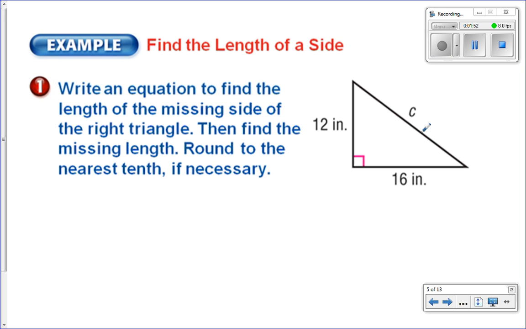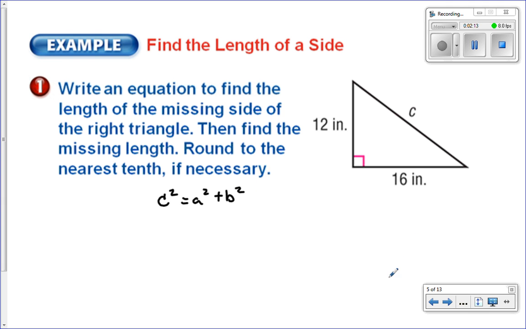Now we can do a quick example here. Write an equation to find the length of the missing side of the right triangle. Then find the missing length. Round to the nearest tenth if necessary. Well, I think it's pretty obvious. We're going to use the Pythagorean theorem here. We're going to use c squared is equal to a squared plus b squared.